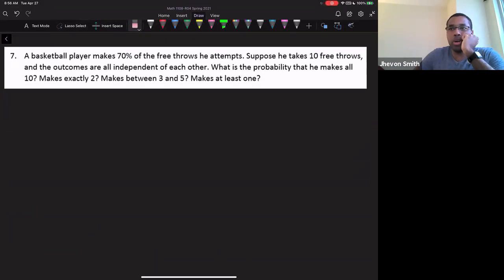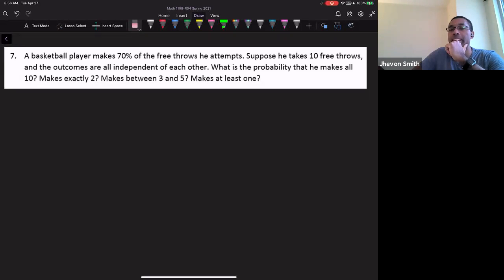So let's suppose you have a basketball player that you know makes 70% of the free throws that he attempts, right? And suppose he takes 10 free throws and the outcomes are all independent, right? So if he misses, his performance doesn't go down. And if he gets it, he doesn't get all full of himself. Every shot is independent.